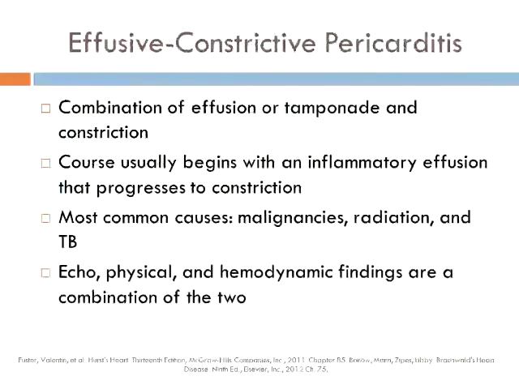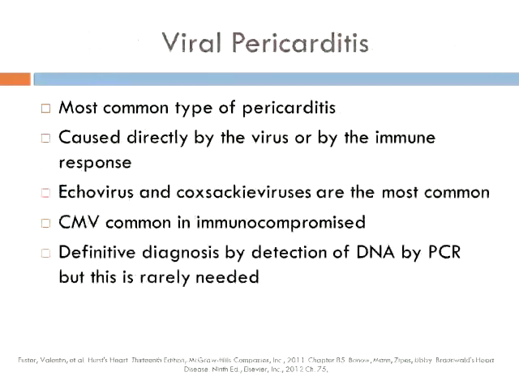So some specific pericarditis, just to go through and how we treat them. Viral pericarditis, like we mentioned, is the most common type. That's usually what we think most idiopathic cases are. It's usually by direct virus injury or by the autoimmune response to it. Echovirus and Coxsackie virus are the most common. CMV is the most common in our immunocompromised patients. Definitive diagnosis can be done by detection of DNA by PCR, but we rarely need it. These patients are self-limiting, they usually do pretty well and respond well to NSAIDs.